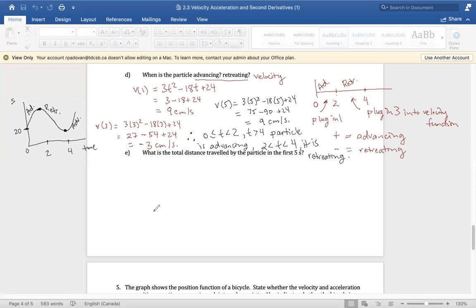So for E, what is the total distance traveled by the particle? But we're only talking about the first 5 seconds. We have to put an end to this somewhere. So between 0 and 5 seconds, including 0 and including 5, what's the total distance traveled?